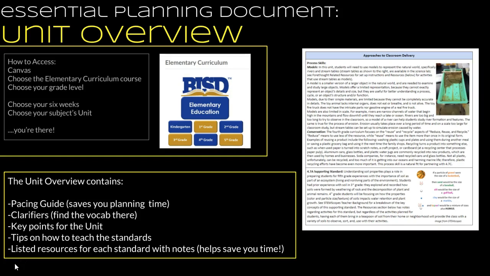So I just want to start off reminding you of the importance of using the unit overview when you sit down and get ready to plan for the upcoming unit. It will definitely save you some time looking through the resources. It'll give you lots of tips on some of the things that should be used with your students this 6 weeks. And it's also how you access the pacing guide and the clarifier. So if you're unclear on how to get to the unit overview, you can pause the presentation and take a look at the instructions on the screen, and that should help you get there.